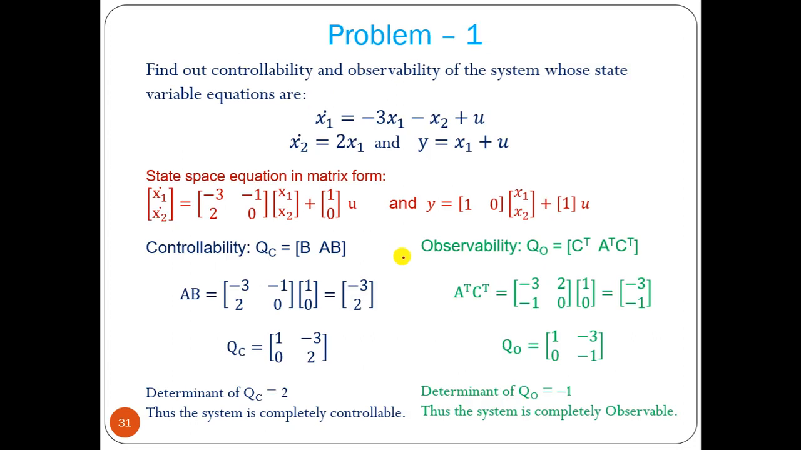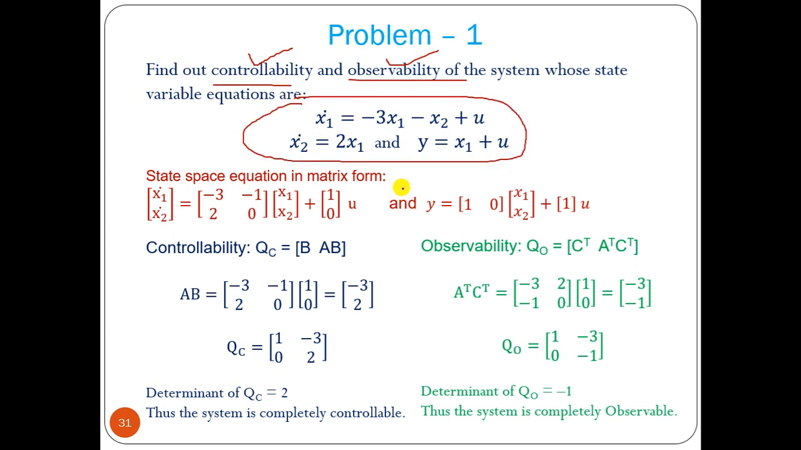Let us solve another problem. Say we have to find out controllability and observability both of this particular system whose state space equations are given. So from that we can find out the state space equation in matrix form: x1 x2, minus 3 1, minus 3 minus 1, and that is 1, and here it will be 2 0 0, y 1 0, and 1.